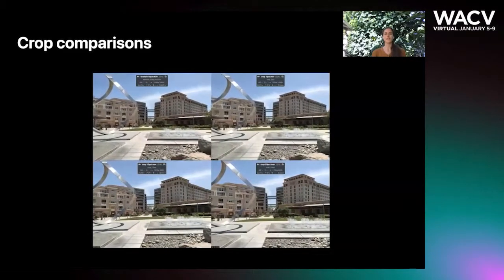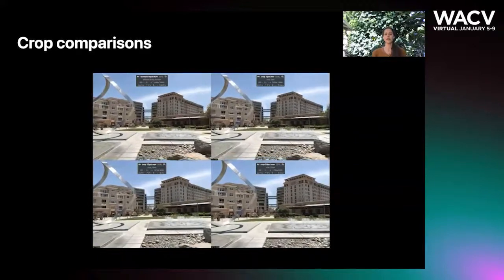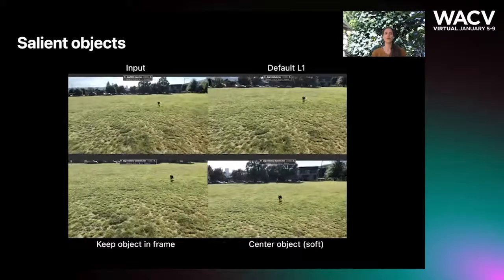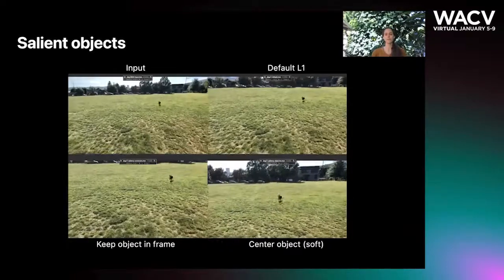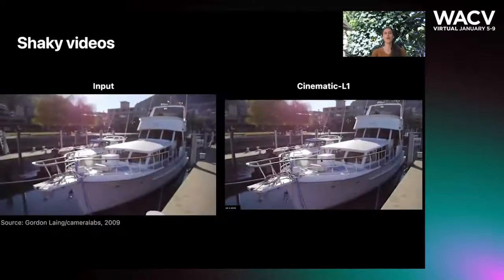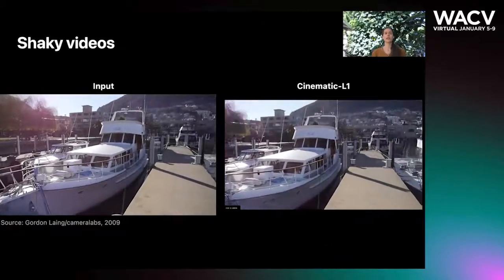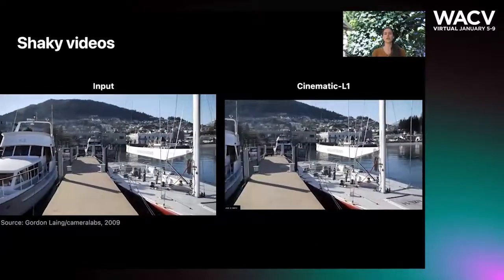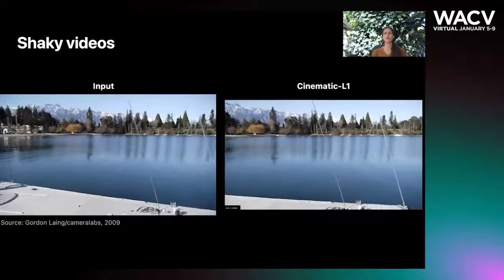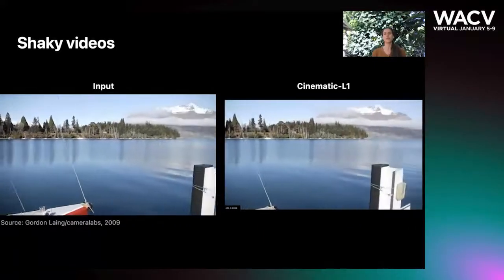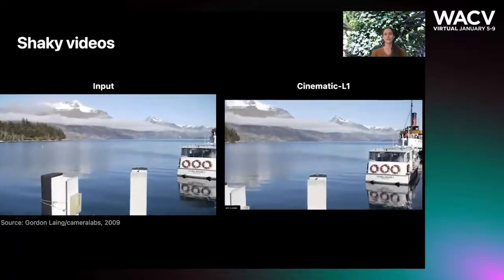Our method can satisfy any crop allowance the user specifies. We can also optionally keep a salient object in frame or centered in the frame. For very shaky videos like this one, the log approximation might raise concerns, but we control the correction magnitude via fidelity and distortion terms to avoid making corrections severe enough to invalidate the approximation.